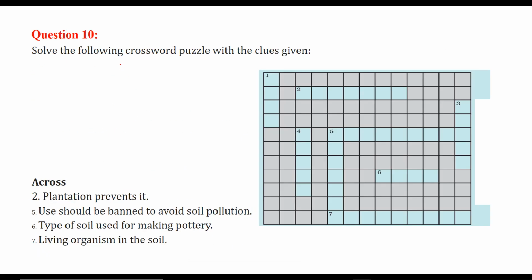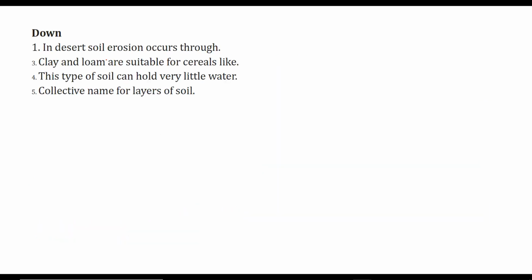Now solving this crossword puzzle, we have various clues. So plantation preserves it, that is soil erosion kind of thing it is being asked. Use should be banned to avoid soil pollution. You can add plastic if it suffices. Type of soil like clay and living organisms in the soil. In desert, soil erosion occurs through clay and loam are suitable for cereals like this, and this type of soil can hold very little water.